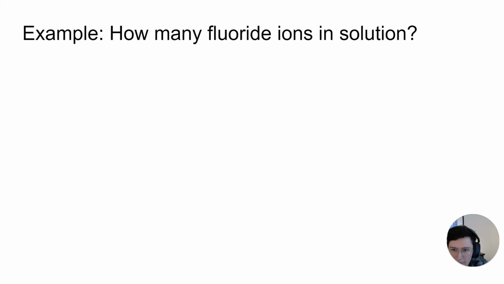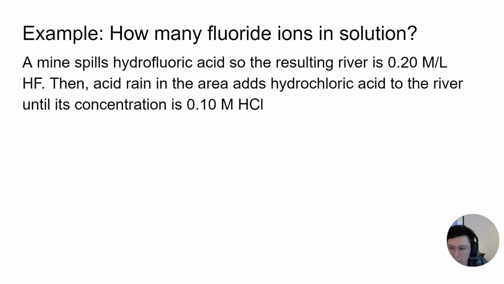All right, another example here. This one's a little bit of a stretch, but let's say we have a mine and it spills out hydrofluoric acid into a nearby river until we have 0.2 moles per liter of hydrofluoric acid in the water. And then let's say we're near a volcano and there's hydrochloric acid in the rain, and it comes down until the river has a concentration of 0.1 moles per liter of hydrochloric acid. So if you remember from your acids and bases, hydrochloric acid is a very strong acid, hydrofluoric acid, not that strong.